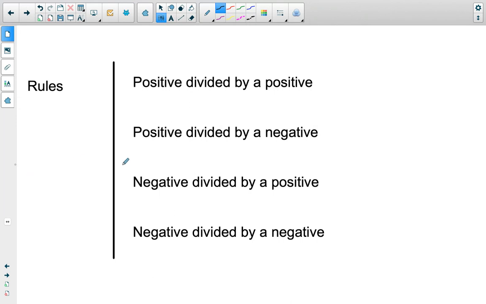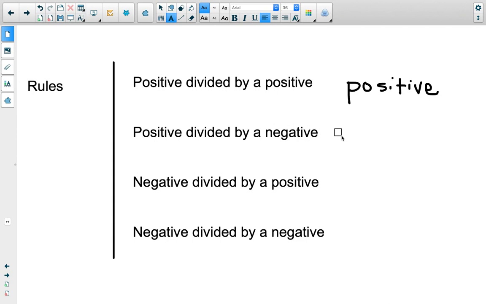Let's write down our rules so we know. Positive divided by a positive, my answer will be positive. Make sure you get this in your notes. Should probably be typing this because it would be a lot faster than me writing it. I'll do that for the next one. I have a positive divided by a negative, my answer will be negative. You put an equals in here.